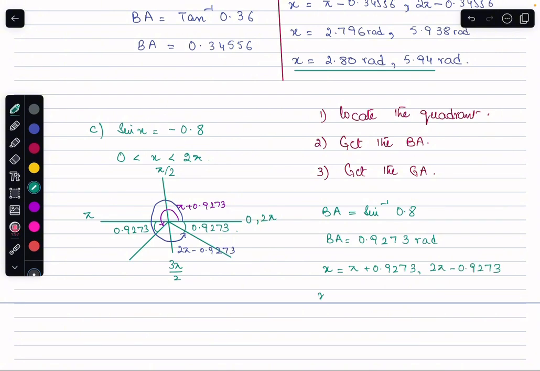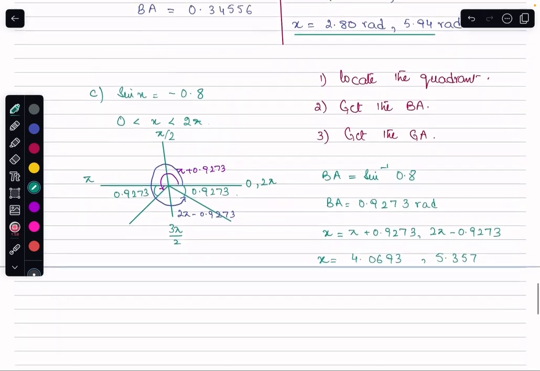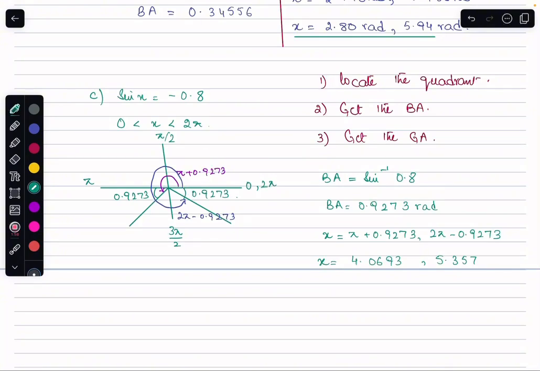The general angles here are going to be: pi plus 0.9273 gives me 4.0693, and 2 pi minus 0.9273 gives me 5.357. Now, rounding off the answer up to 3 significant figures, it's 4.07 radian, and also 5.36 radian. So these are the two general angles, or the solutions for sine of x, which equals negative 0.8 here.